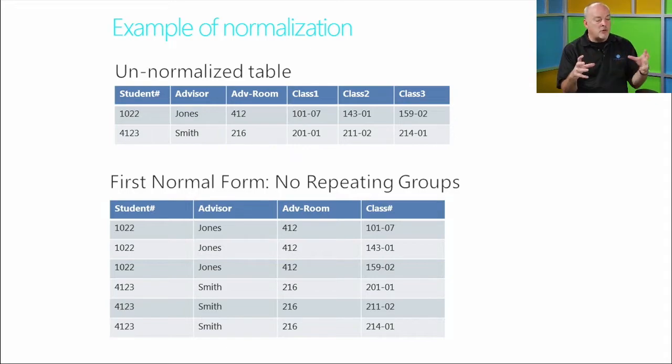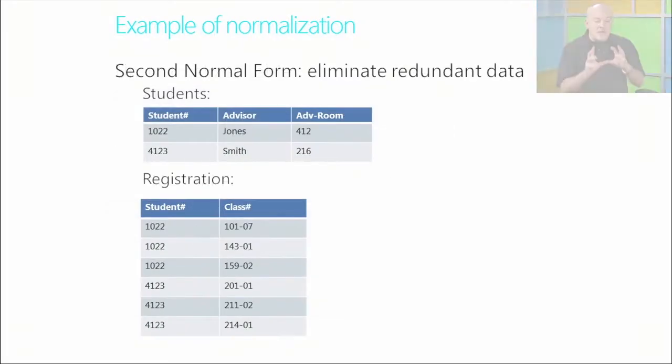So we've taken our unnormalized data and added some additional rows to it, and we've consolidated the number of columns in this table. We now have no repeating groups because we've applied the first normal form process. Now, as we move into the second normal form, we're going to eliminate redundant data.